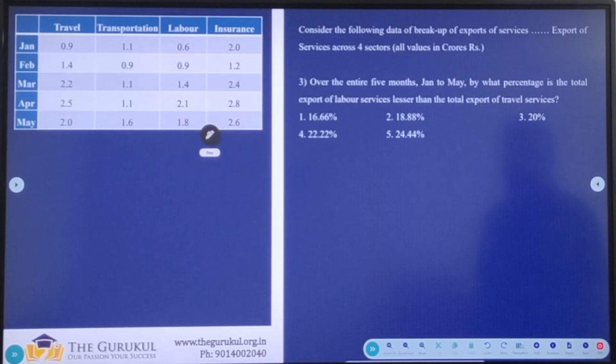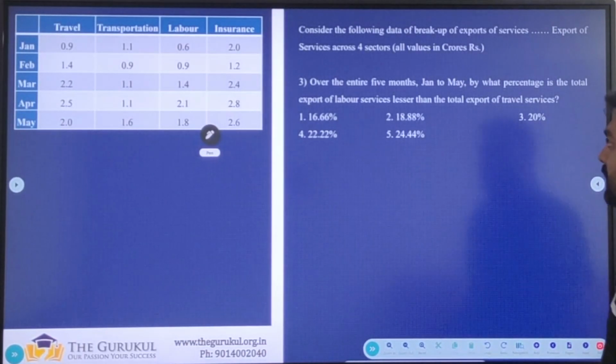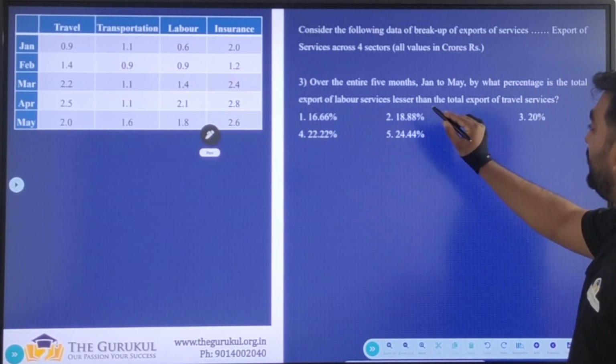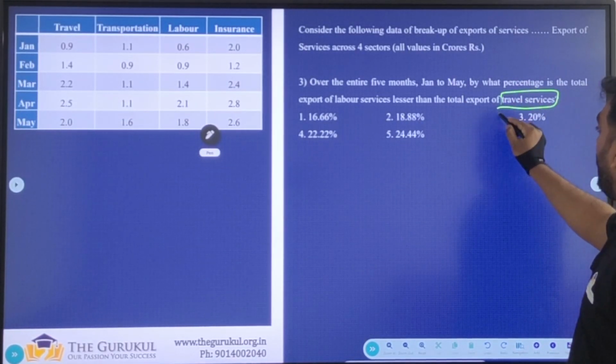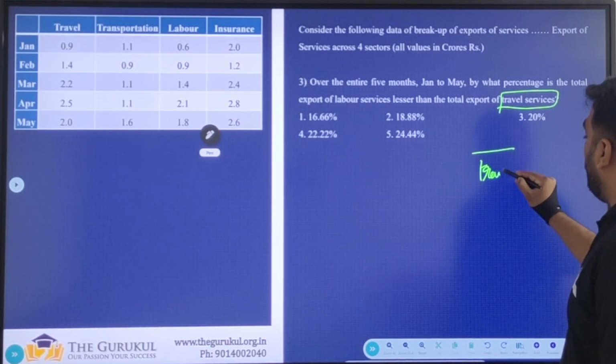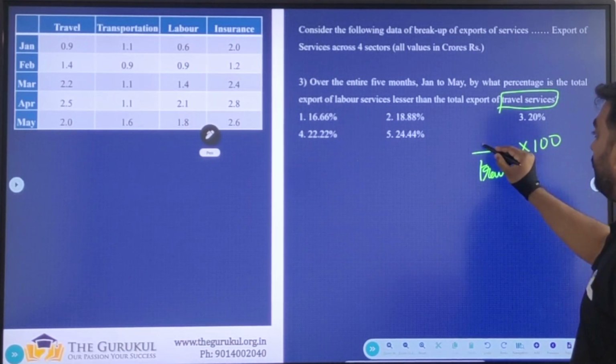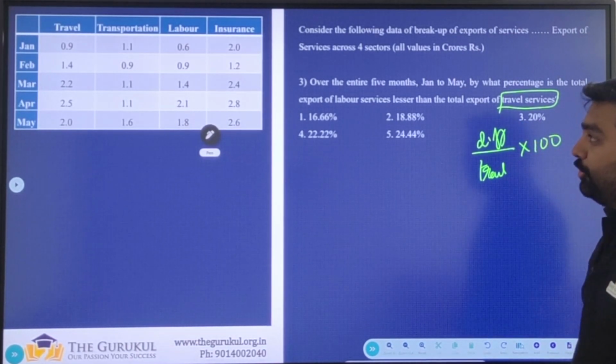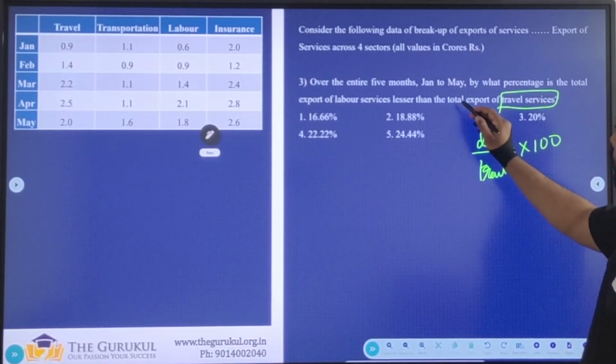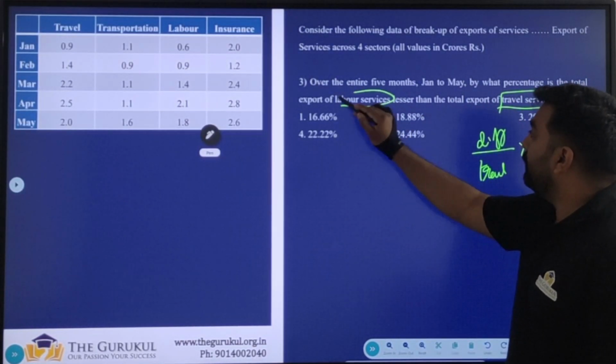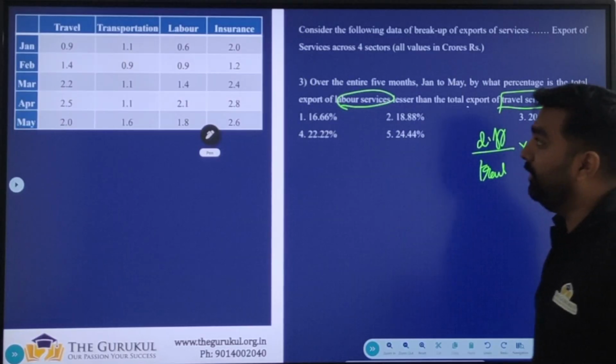Over the entire 5 months, January to May, by what percentage are the total exports of labor services lesser than the total exports of travel services? So total exports of labor less than total exports of travel. So travel should come in the denominator. We need to multiply with 100. The difference should come in the numerator. Difference of what? Of total exports of labor and total exports of travel.